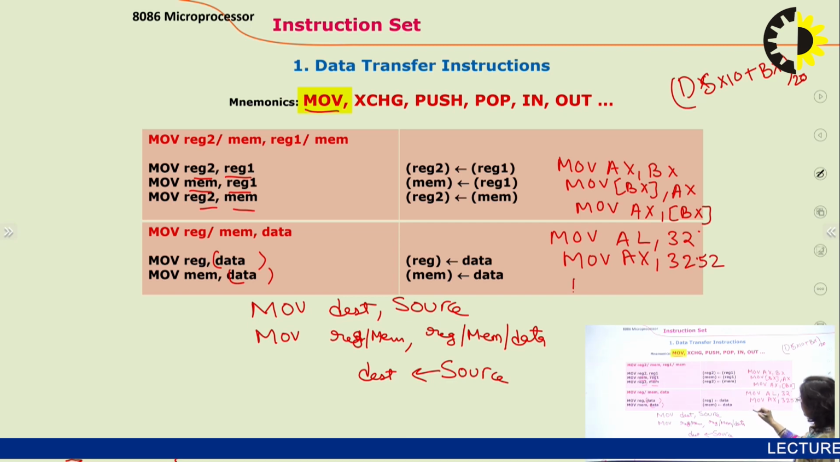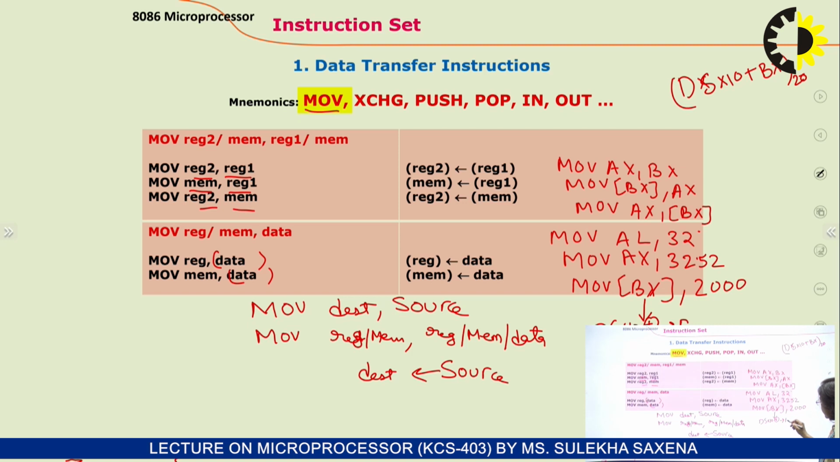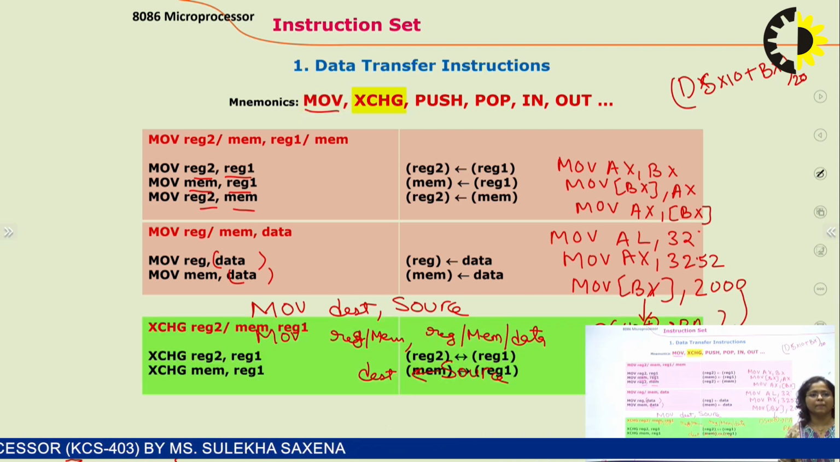And if we write any memory location, then MOV BX, 2000. So this copies the 2000 value to the address given by DS into 10 plus BX. It gives the physical address, and address plus 1 location are the two locations wherein this value will be copied. So in this way the move operation will work.